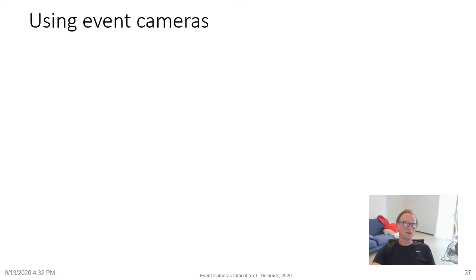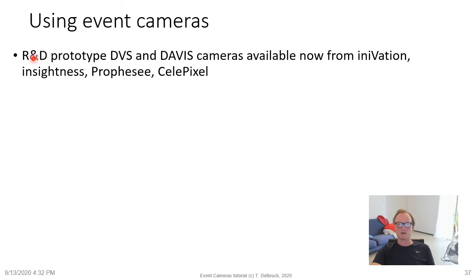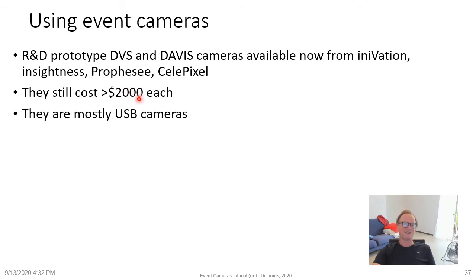Okay, what about using event cameras? I mean, if you want to actually explore these event cameras and use them, it's possible to do it now. It's not a hobbyist thing because R&D prototype DVS and Davis cameras, or whatever the manufacturer is calling them, are available from Inivation, Cygnus, Prophecy, Celipixel. You can buy prototypes from all these startups. They still cost a lot of money, for example, more than several $1,000s each. And they're mostly USB cameras. It makes it very convenient to work with them on PCs.